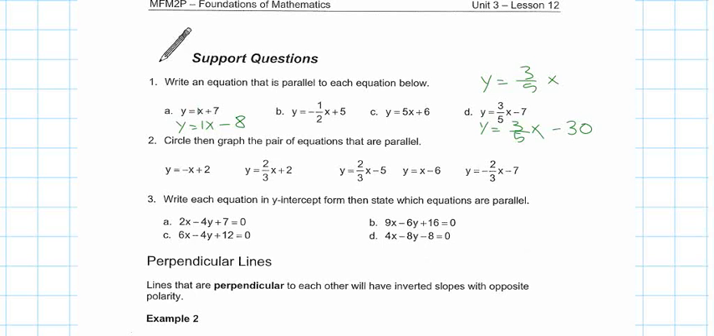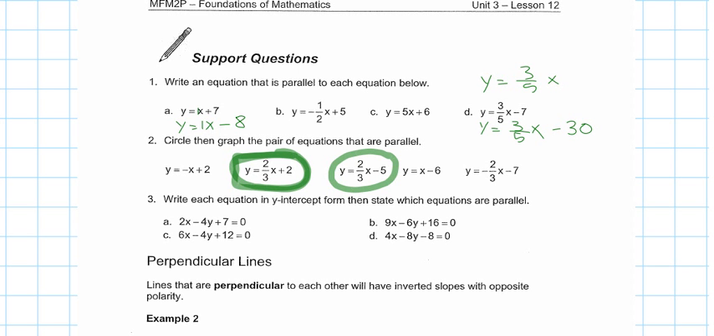Which two equations are parallel to each other? The second and third. Do we agree on that? And why is that? And what's the slope for the second and third? Yeah, 2 over 3. And the slope for this one is also 2 over 3. Okay? You see that both equations have the same slope of 2 over 3. The last one is not a parallel line.